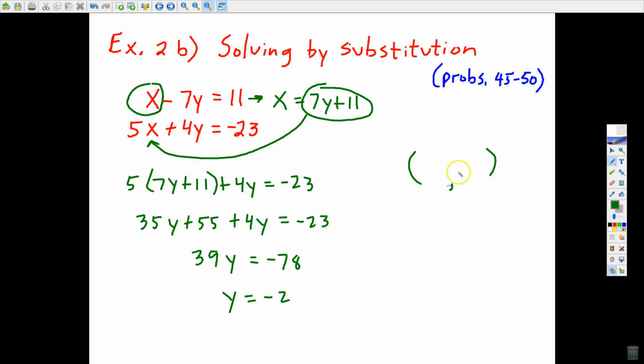Okay, so that's half of my answer. And the easiest way to find x is to go to this equation that's already solved for x and replace y with negative 2. Okay, replacing y with negative 2, I get negative 14 plus 11, and that's negative 3. So my solution, for example 2b, is negative 3, negative 2.